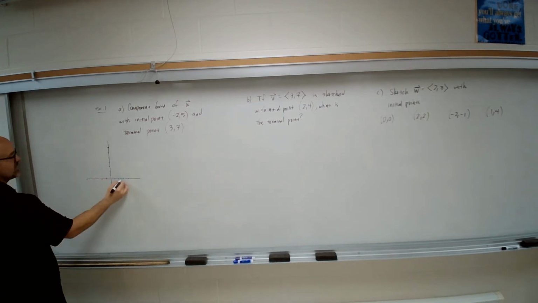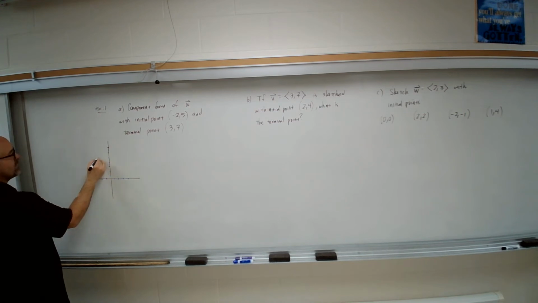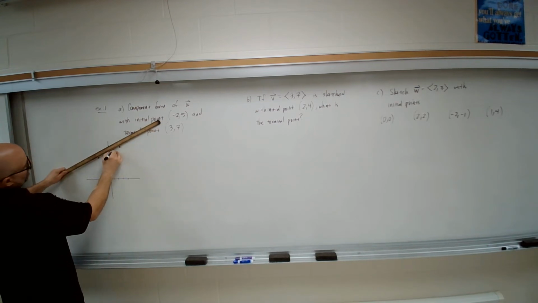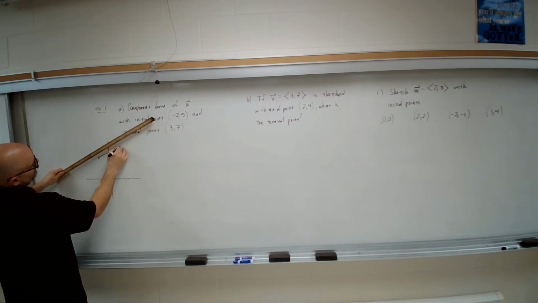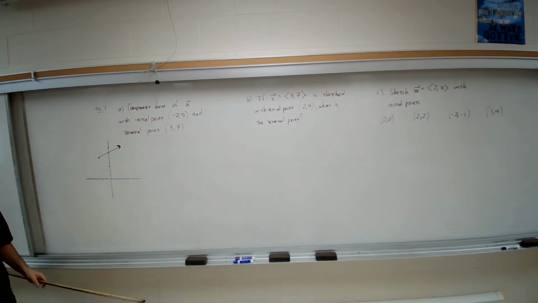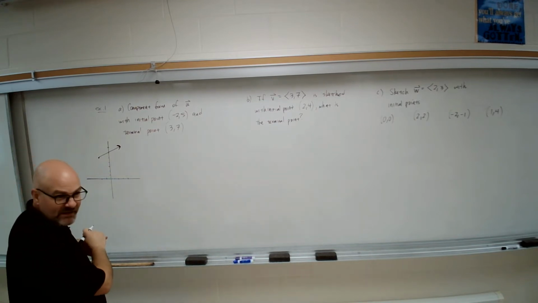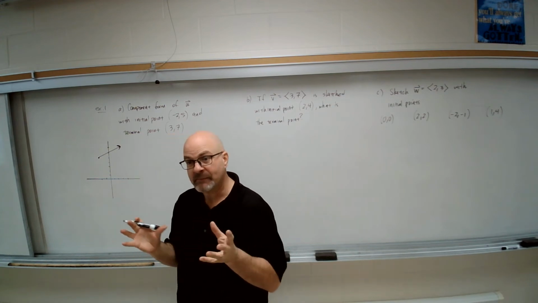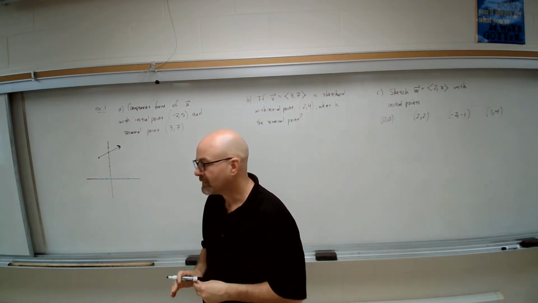So let's see, we have an initial point at (-2, 5), and then a terminal point at (3, 7). Again, remember our arrowhead is going to be at the terminal point. So it's not a line; you don't just extend it forever and then throw an arrow on the end. The length actually means something. That's the magnitude of the vector.